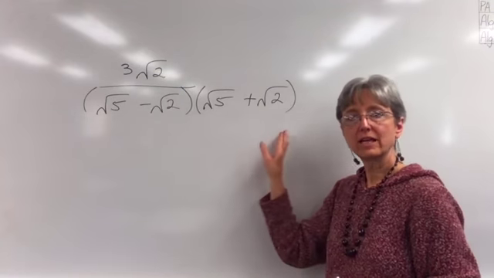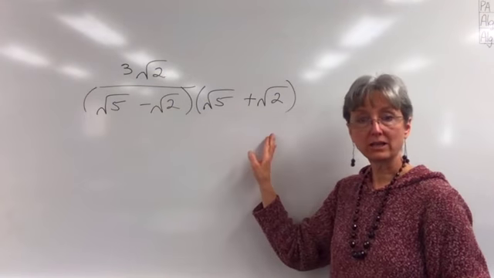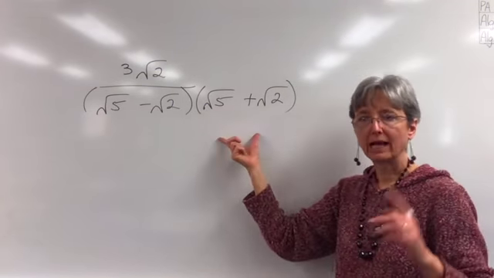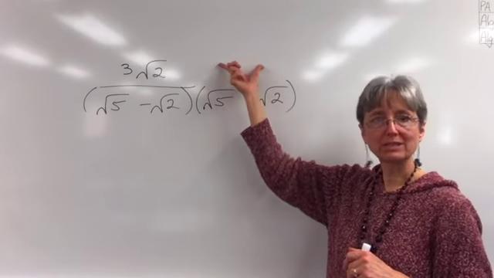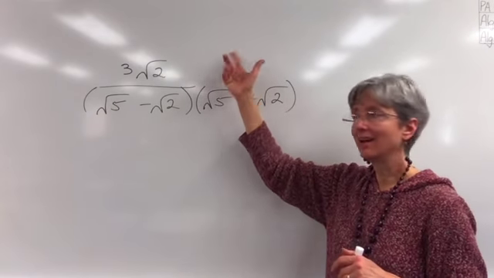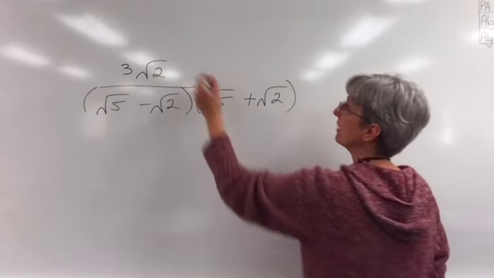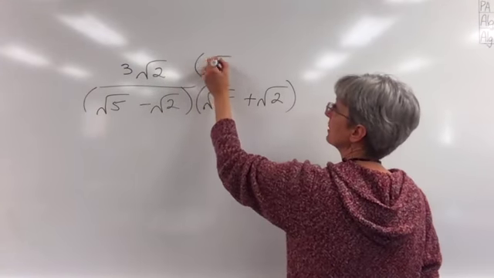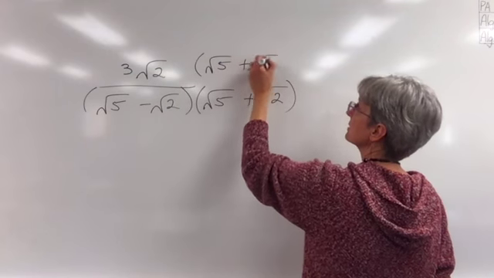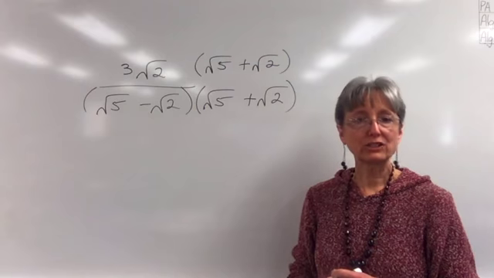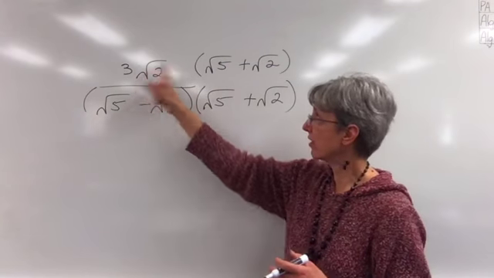So here I've set out to rationalize my denominator by multiplying by its conjugate, but remember, I have to multiply the numerator by the same thing, so that in effect, I'm only multiplying this fraction by 1. So I also have to multiply my numerator by the square root of 5 plus the square root of 2. Let's go ahead and start with our numerator.